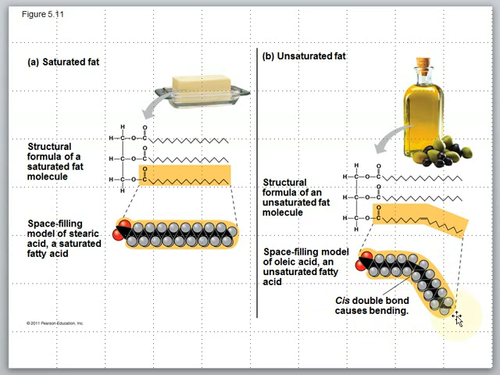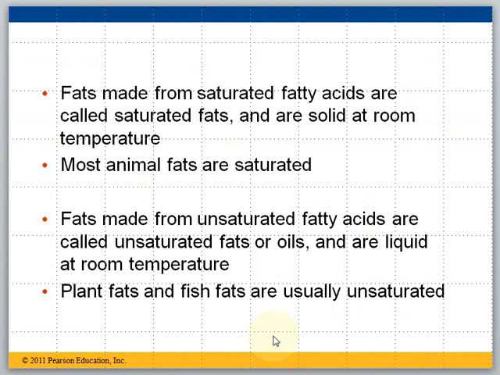So you see how it's turned or kinked right here. Well, this double bond means that it's unsaturated. It doesn't have the maximum number of hydrogen atoms that it could have. Now, there's some interesting characteristics that go along with that.